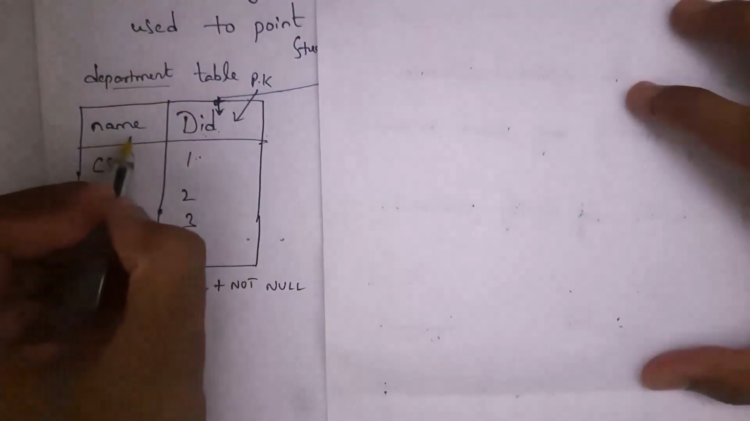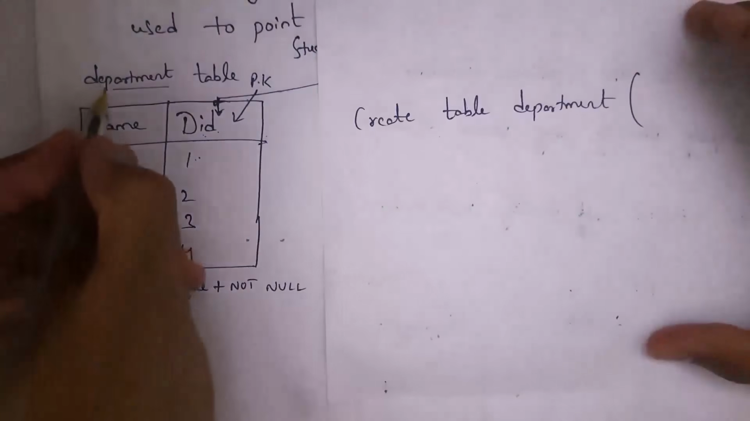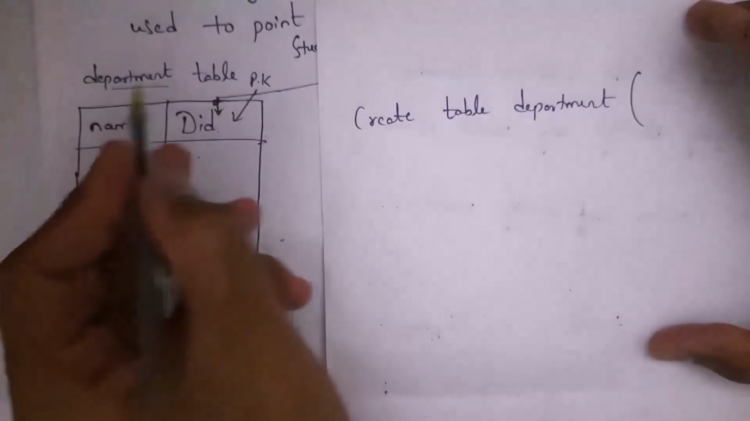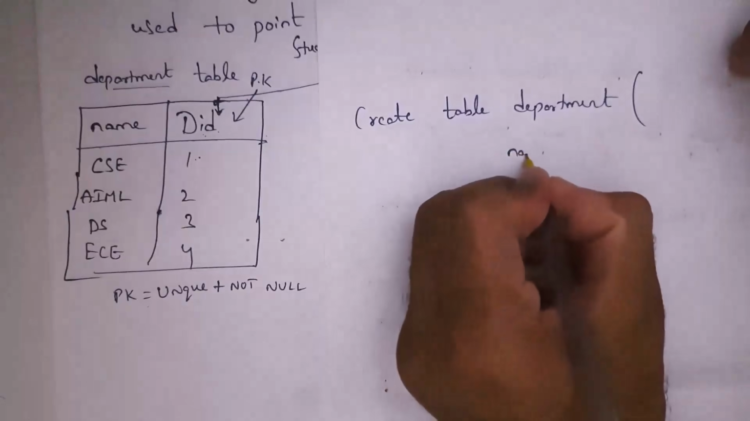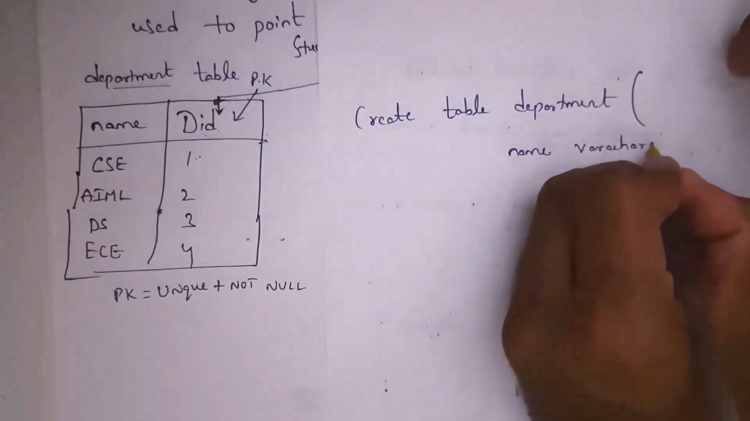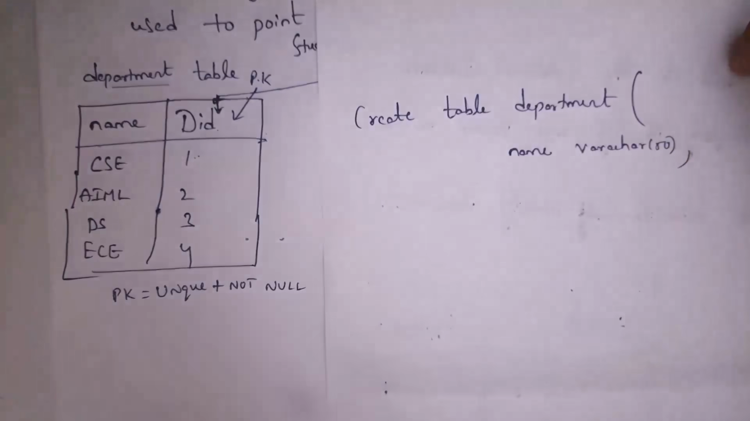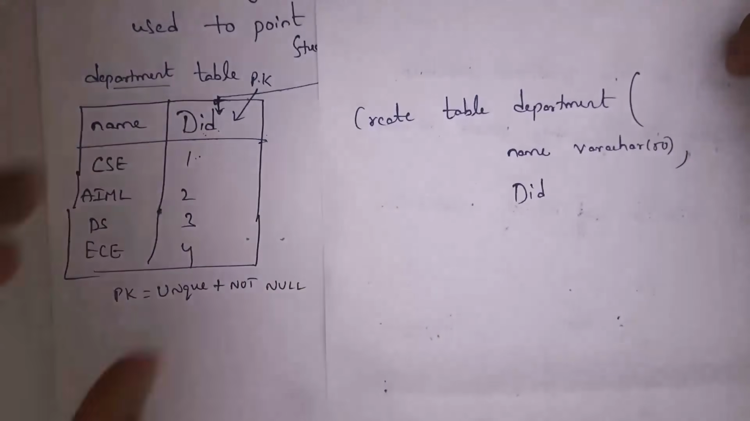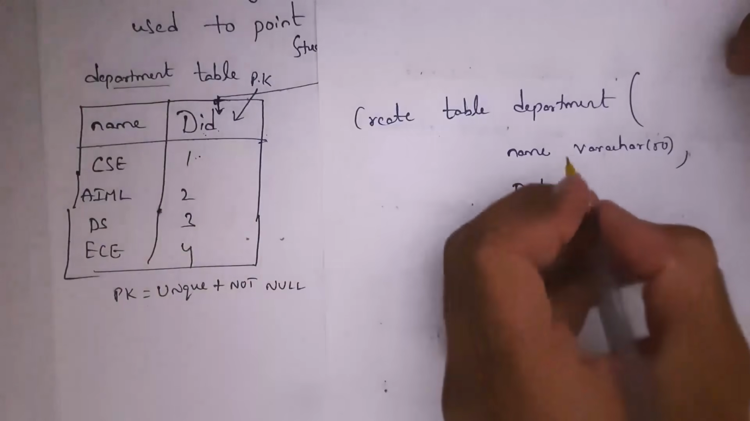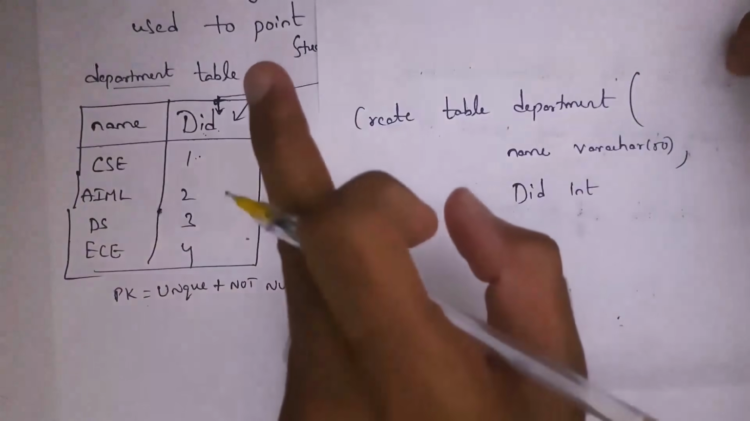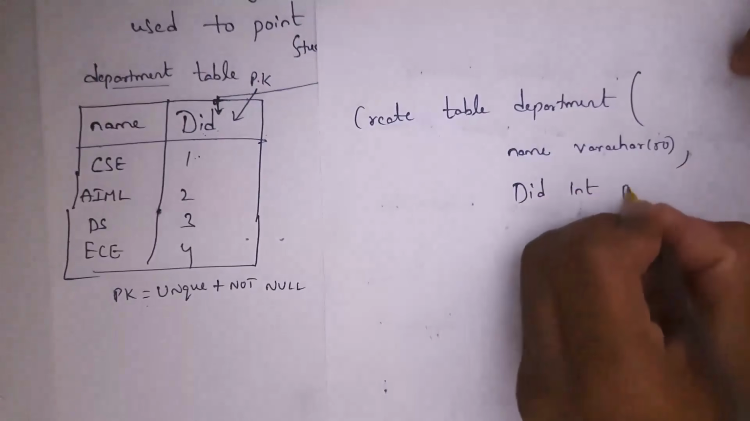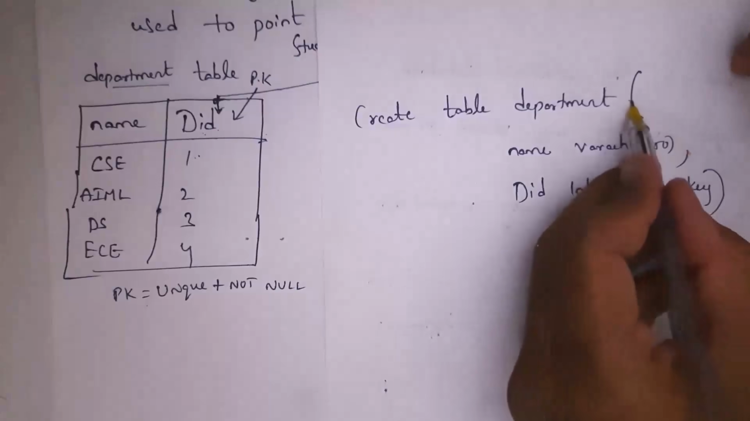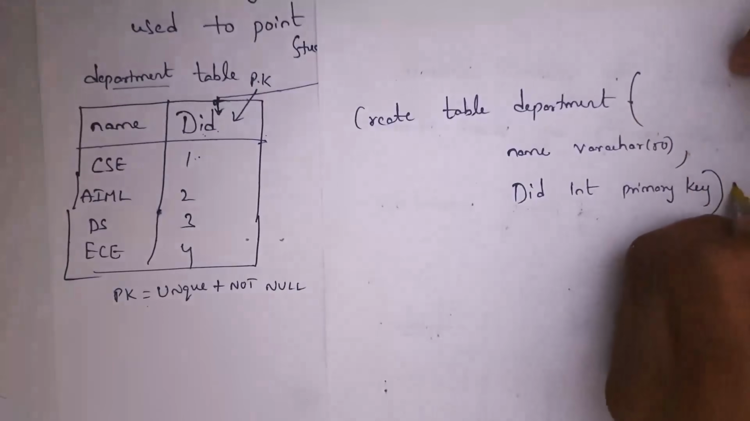At first I will create department table with two columns, name and DID. So at first write create table and table name, that is department, open bracket. I want to give two columns. One column is name and data type, that is varchar 50, comma, next column, that is DID. In this DID column I want to enter numbers like 1, 2, 3, 4. So I will give data type, that is int, and I want to set primary key for this DID column. So after writing data type, just write here primary space key. Then close this bracket and give semicolon.